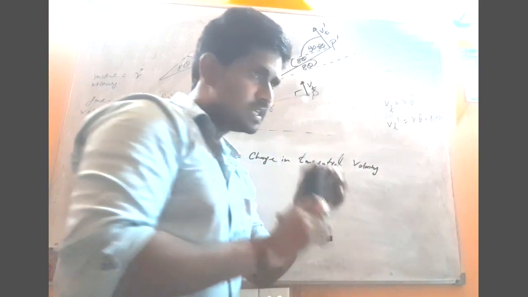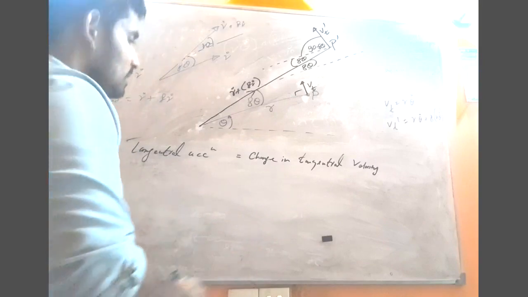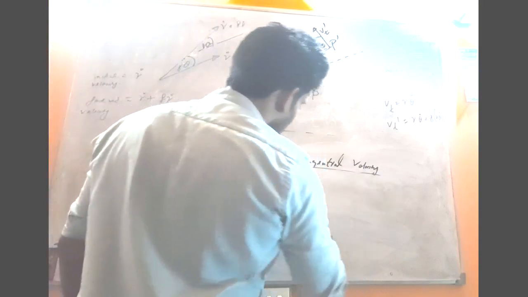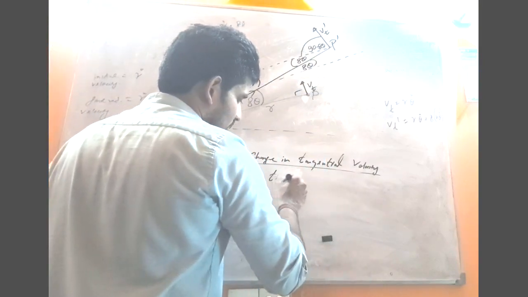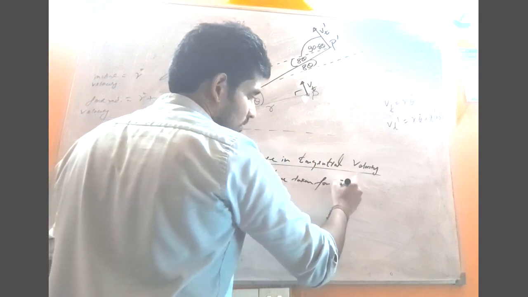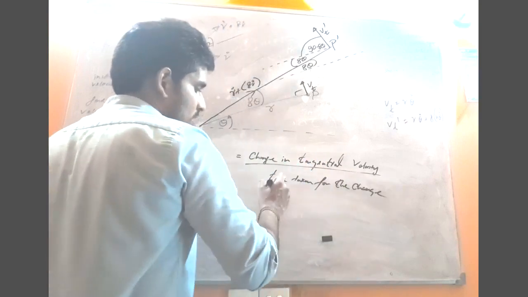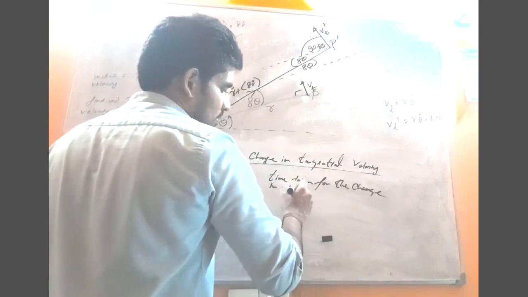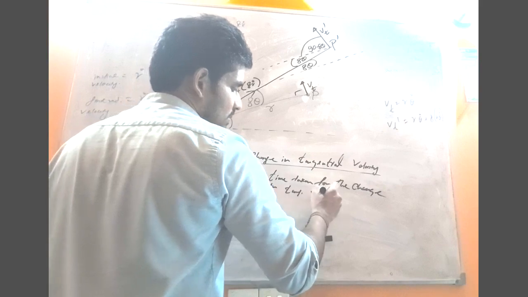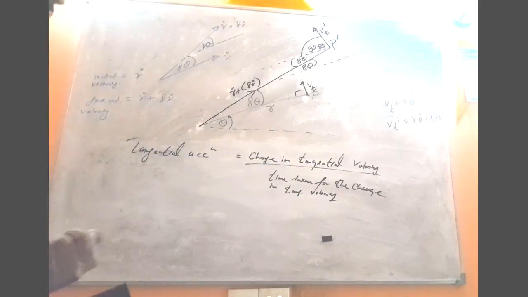That means the change in velocity towards the tangential direction, right? Divided by the time taken for the change in tangential velocity, right? That means the required time taken for that change to happen, right?